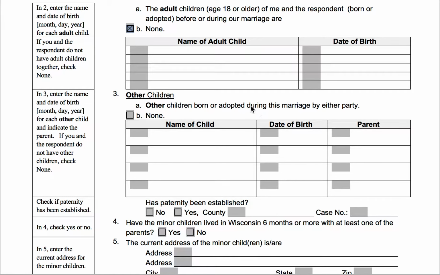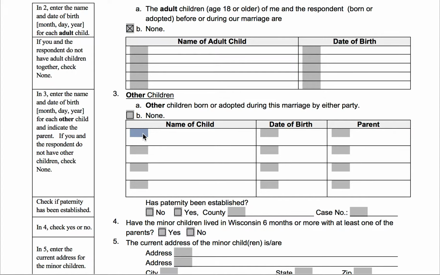Last but not least, we have other children. So other children, this section is about children who were born while you were married, but aren't your spouse's. So if John is filling this form out and he knows that, maybe he and Jane haven't been together for a while, and he knows that Jane has another child by another person, then you would fill this out. Or, similarly, again, it just wants children born to either party.